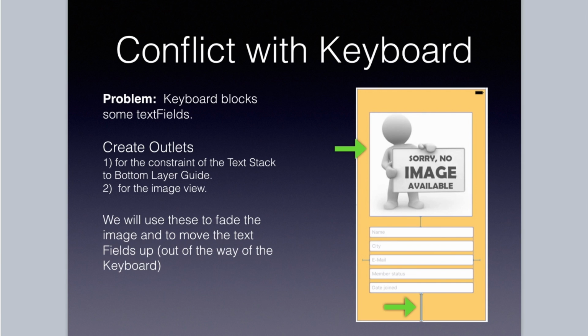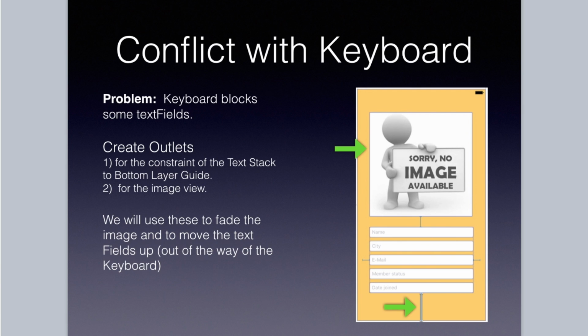And what I'm doing is the bottom 5 are in a stack. And the stack has a constraint to the bottom of the view. Okay? So I'm going to change that constraint. I'll just increase it. Then that whole stack will move up. And because the image is constrained to the top of the stack, that will move up too.